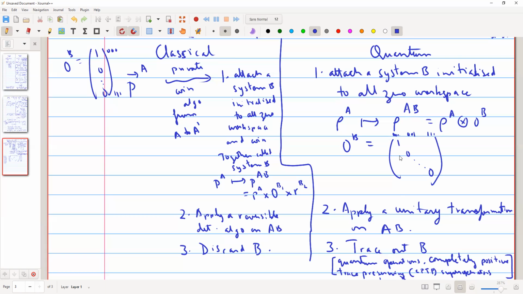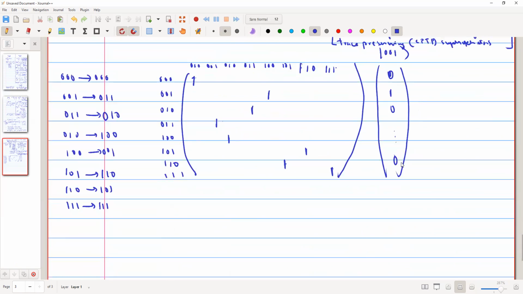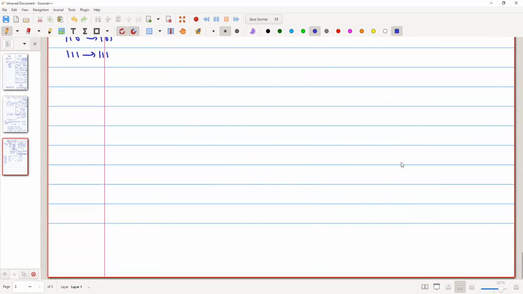Okay, so questions? Okay, if not, let's go ahead. So let us see what we are going to do with a quantum system. Now we really want to use our.